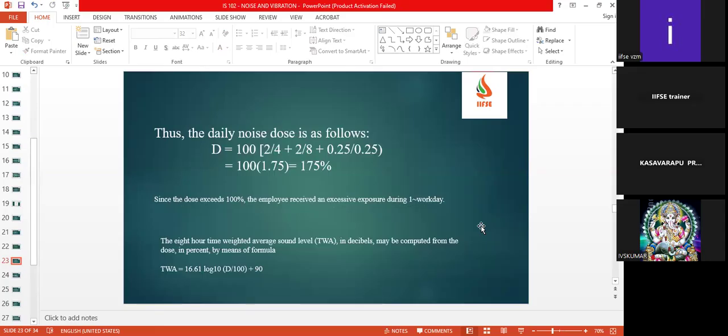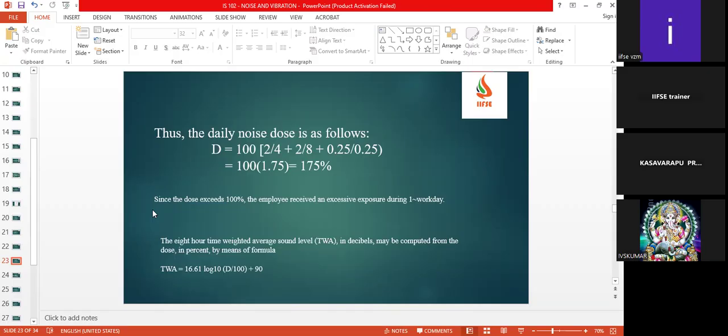Okay. And has anybody got a different answer from this? Also, we can calculate the time weighted average. Once you have done this dosage, I mean the noise dose, you can use the time weighted average as well, so that you will get the overall TWA of the exposure level.